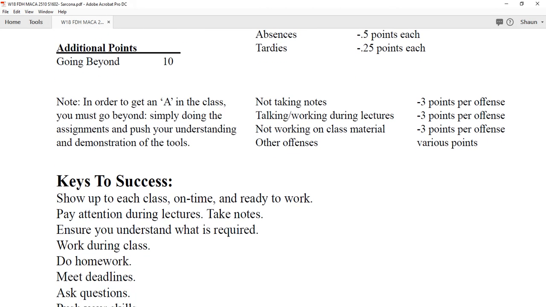And then just not taking notes. Just take notes. Don't talk or work during the lecture. You guys have picked prime spots where you're all facing me. This is nice that we only have 7 in this class because everyone can face directly ahead of me.